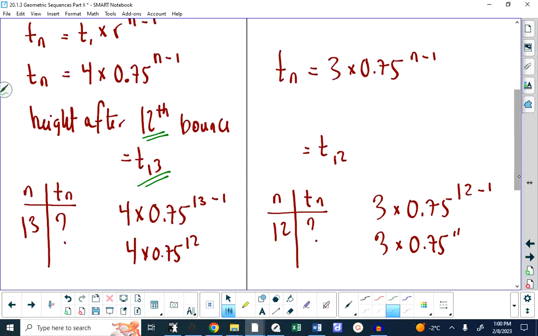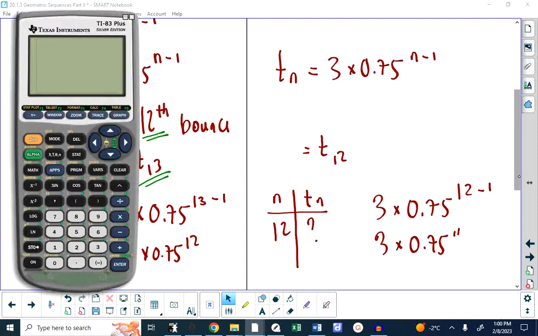Whereas if I set it up with the equation on the right, there's no discrepancy. No matter which way you do it, I'll go 3 times 0.75 raised to the 12. I use this little roof button, and I get 9.5 centimeters. Yep. You're supposed to raise it to 11. Did I enter the wrong exponent?